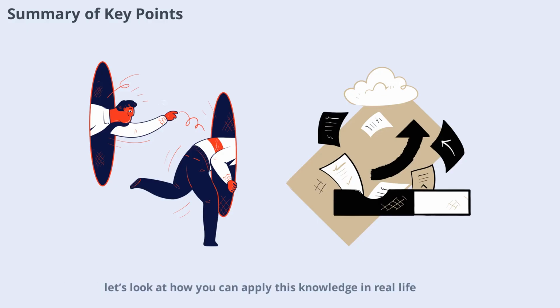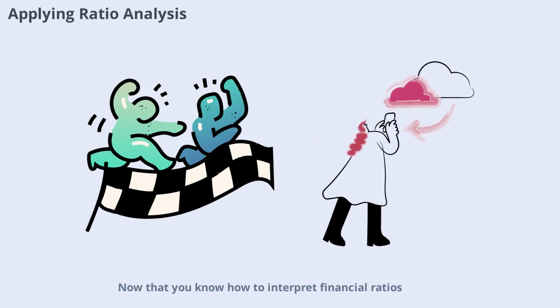In our final scene, let's look at how you can apply this knowledge in real life. Now that you know how to interpret financial ratios, try applying them to real companies or your own business. Review financial statements, calculate key ratios, and compare them over time or with industry peers. This hands-on approach will deepen your understanding and help you make smarter financial decisions. Remember, financial ratios are tools, so use them wisely and always consider the bigger picture.